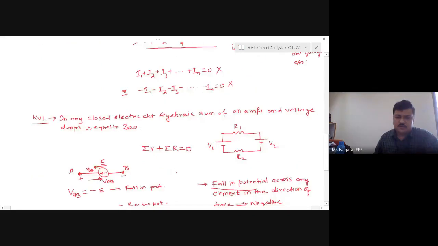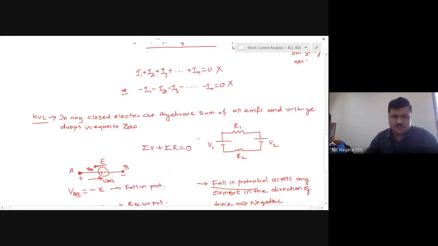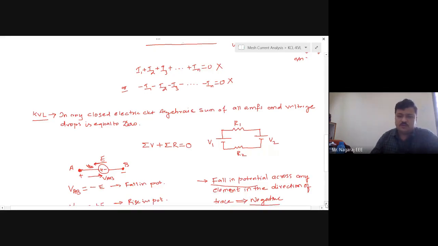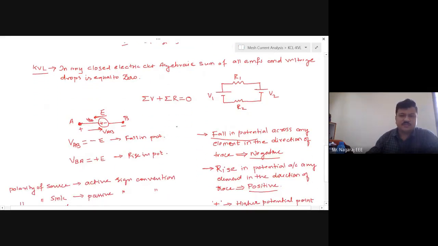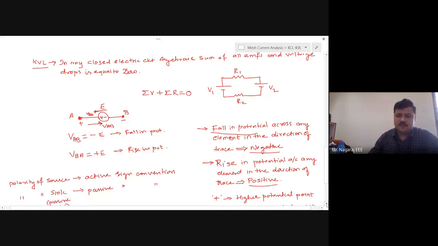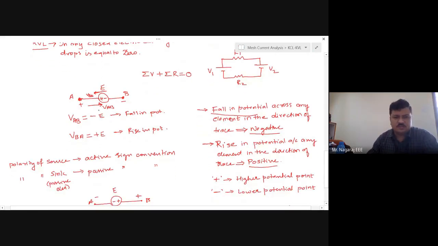Then we defined Kirchhoff's voltage law: in any closed electric circuit or in any closed loop, the algebraic sum of all the EMFs and the voltage drops is zero. To apply this statement to a particular circuit, we looked into how the polarity of the potential has to be considered in the circuit elements, and how the rise in potential or fall in potential is considered across the active element, which is the source. We assumed that fall in potential is taken negative and rise in potential is taken positive.